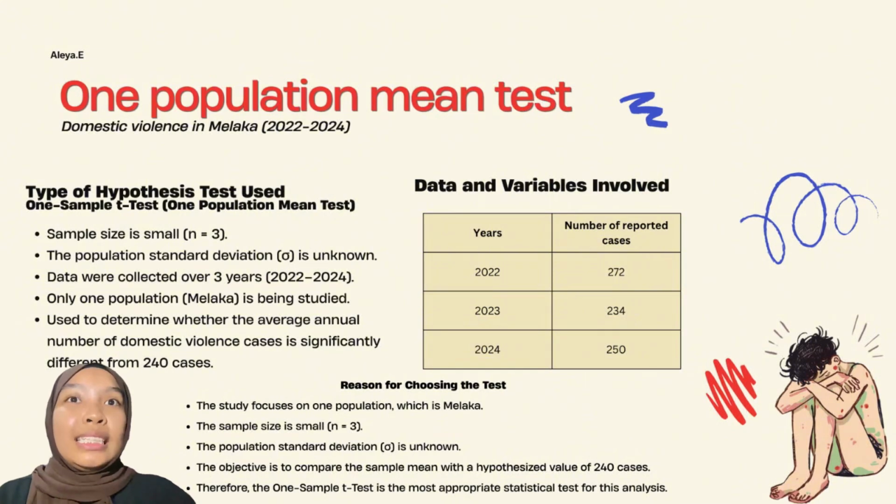Why did we choose the one sample t-test? First, we only look at one place, which is Melaka. Second, our data is small. We only have 3 years of data, as you can see in the table. Third, we do not know the real population standard deviation, so a t-test is the perfect tool for this.